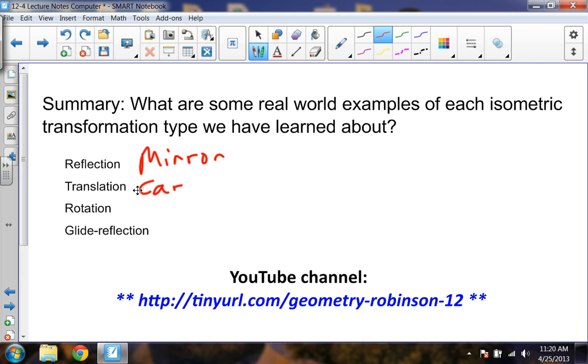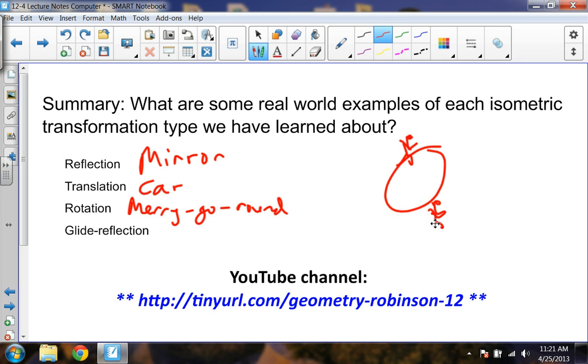A rotation, you could say a merry-go-round. I wouldn't say a Ferris wheel, because on a Ferris wheel you always remain upright. And remember, the thing about rotations is you need to rotate as well. So you'd be hanging upside down if you were on a Ferris wheel that rotated, per se.